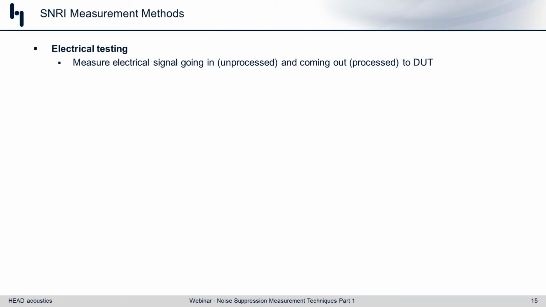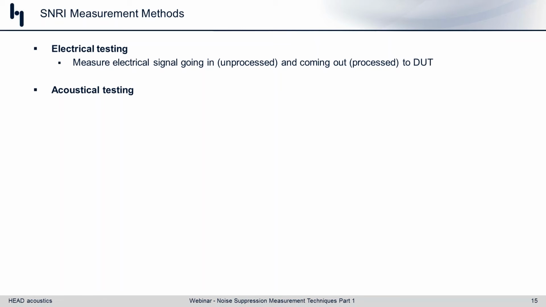You just simply measure the signal going into your noise suppressor or your noise suppression algorithm. That would be considered your unprocessed signal. And then you measure what's coming out. That's your processed signal. You run the SNRI calculations and you're good to go. For acoustical testing, let's say you make a car or a conference phone. What do we do now?